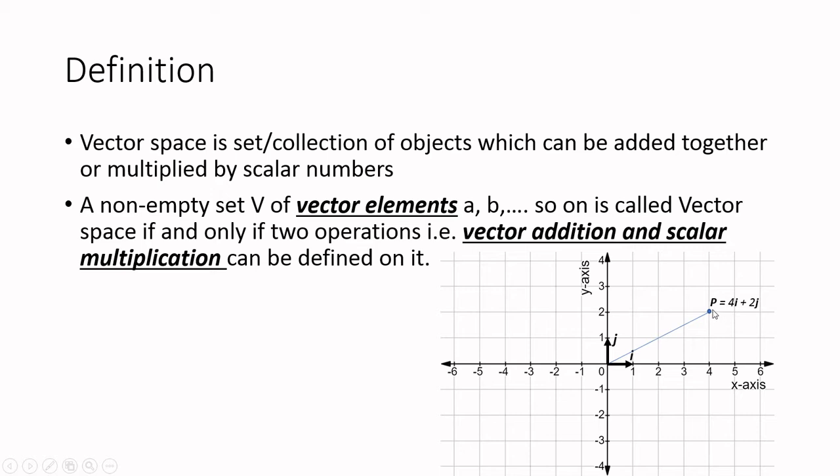The point P can be defined as 4i plus 2j, meaning that we have to use 4 units of i and 2 units of j in order to define the point P. Similarly, we can define any point in the 2D coordinate system. So the vector space over here is the entire 2D coordinate system.